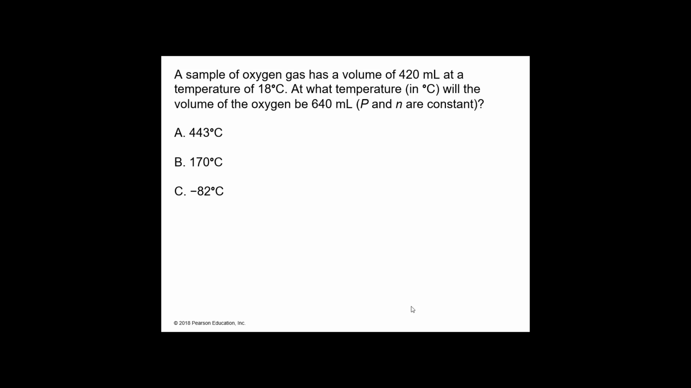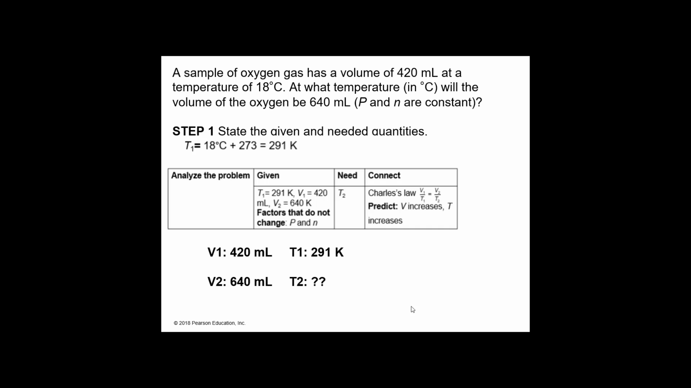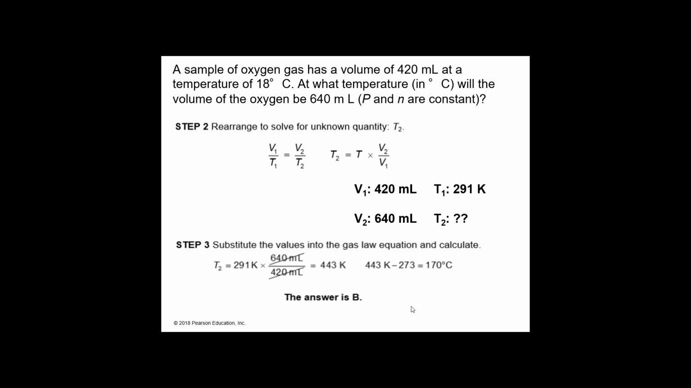A sample of oxygen gas has a volume of 420 mL at a temperature of 18 degrees Celsius. At what temperature will the volume of the oxygen be 640 mL? So in this case, same thing. We're going to convert anything that's in Celsius right away, and then we plug in everything that we know, and we solve for this. It's asking for it in Celsius. We have it in Kelvin, but we have to get it back into Celsius. So we end up with our answer of 443 Kelvin. But if we subtract the 273, it gives us our final answer as 170 degrees Celsius. And that's it.